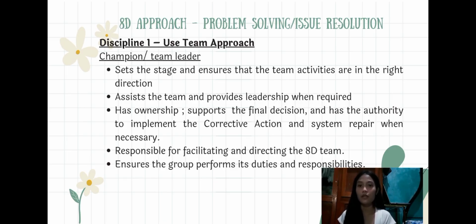Responsible for facilitating and directing the 8D team. They have the authority to carry out corrective actions and make necessary changes to fix the system. Ensure the group performs its duties and responsibilities. They are responsible for leading and managing the team so that everyone does their part properly.